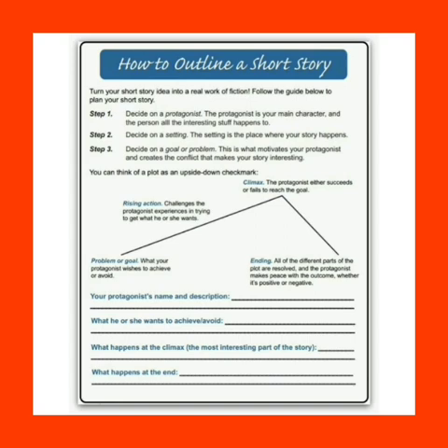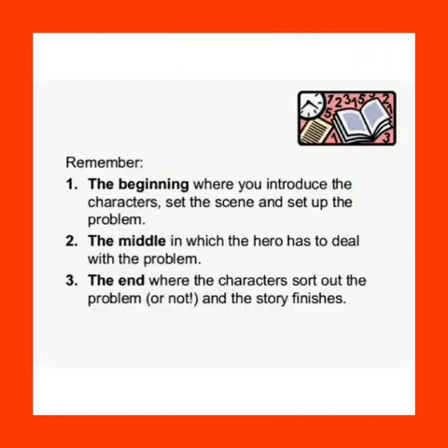Problem or goal, that is what your protagonist wishes to achieve or avoid. Rising action, challenges the protagonist experiences in trying to get what he or she wants. Climax, the protagonist either succeeds or fails to reach the goal.